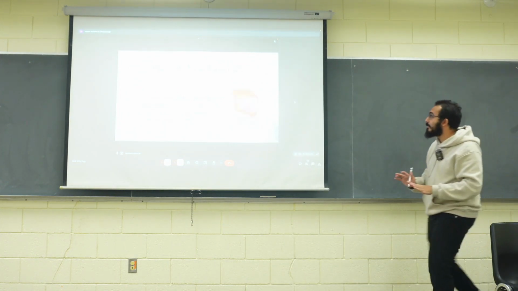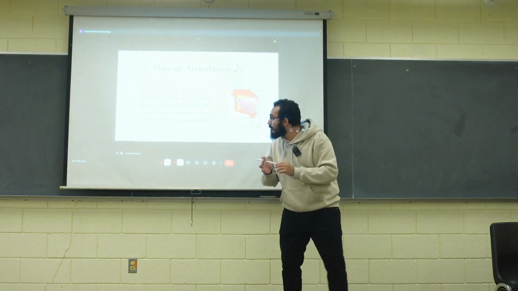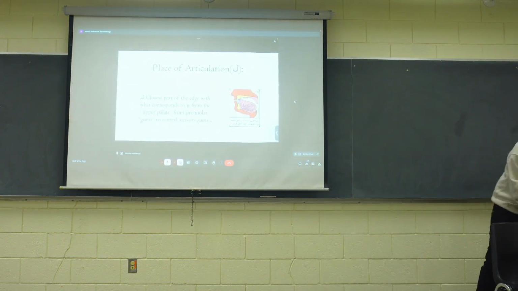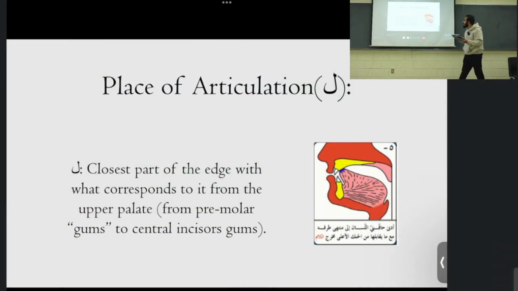So, lam. What is lam? Lam is the closest part of the edge. You can say that. The closest part of the edge with what corresponds with it, with the upper palate.